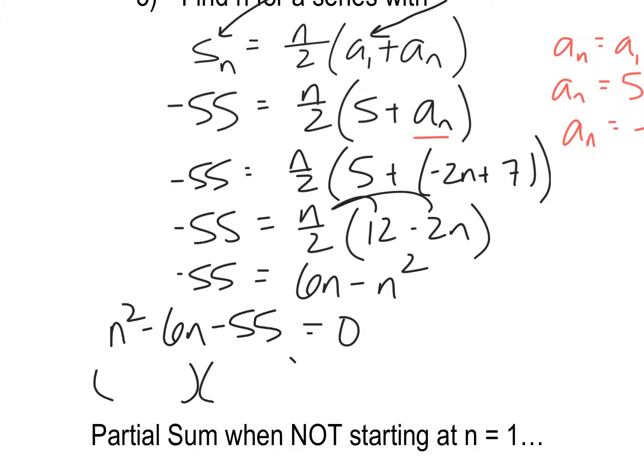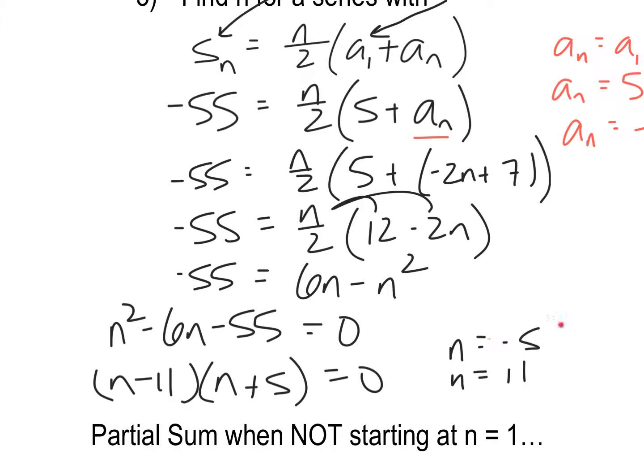Let's factor real quick. This part should be a breeze because you guys are almost in calculus. That's going to be what? Negative 11 and positive 5. Gives me 2 answers. Does it make sense to have the negative 5th term? No, you can't have negative terms. I want the 11th term. So in this case, it doesn't make sense to have n equals negative 5. That means n equals 11.